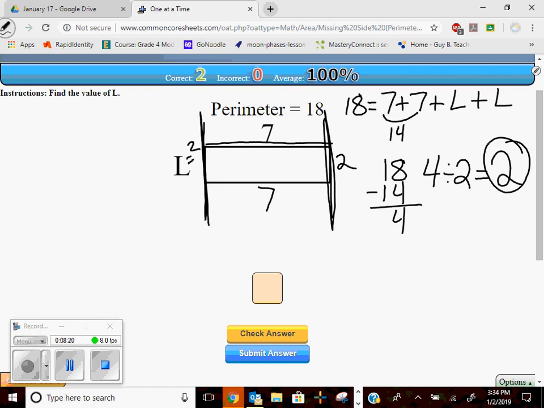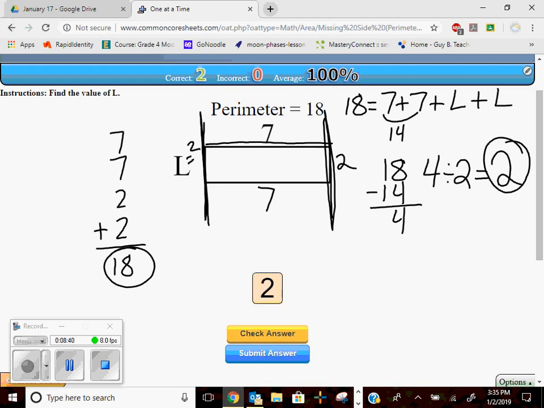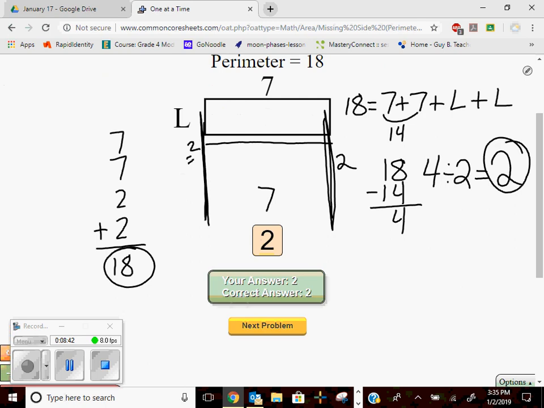Again, you can check this. Just add up your sides. 7 plus 7 is 14. Plus 2 is 16. Plus 2 is 18. Let's type in 2 here. Let's see what it says. Yep, that's it. Submit our answer. Good job.